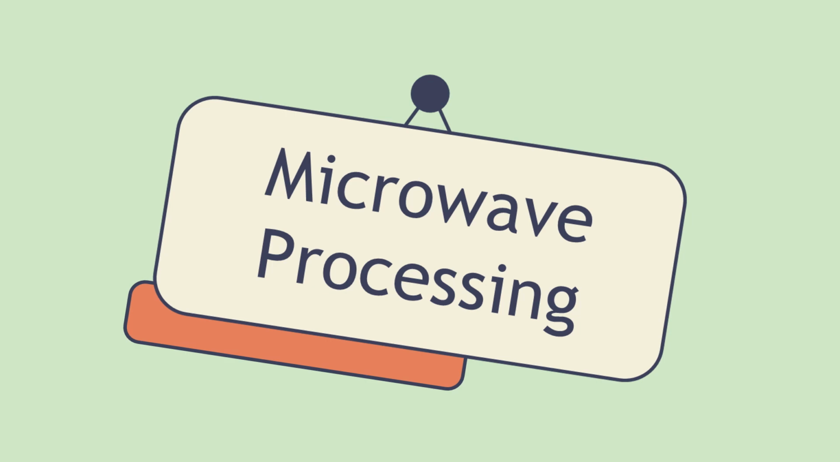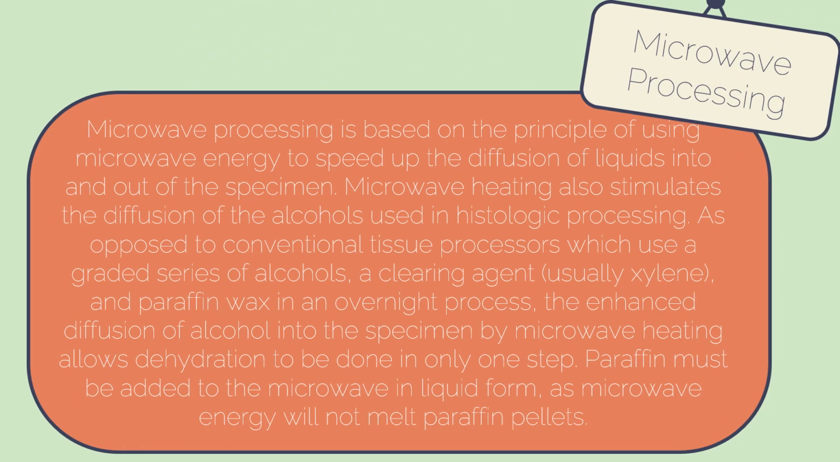For microwave processing, it is based on the principle of using, again, microwave energy to speed up the diffusion of liquids in and out of the specimen. So microwave heating also stimulates the diffusion of alcohols used in histological processing, as opposed to the conventional tissue processor which uses a graded series of alcohol, diba? So increasing grade of alcohol, also a clearing agent, which is usually xylene, and paraffin wax in an overnight process. So the enhanced diffusion of alcohol into the specimen by microwave heating allows dehydration to be done in only one step. Paraffin must be added to the microwave in liquid form, as microwave energy will not melt the paraffin pellets.